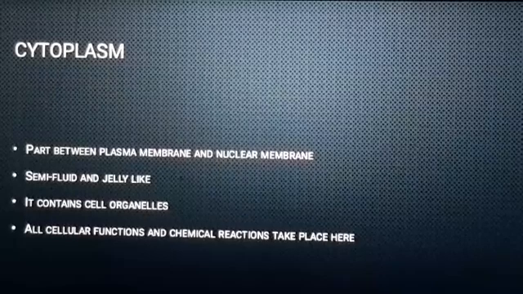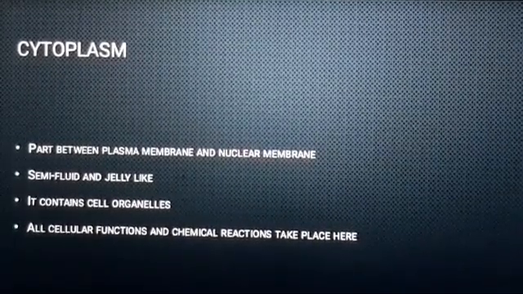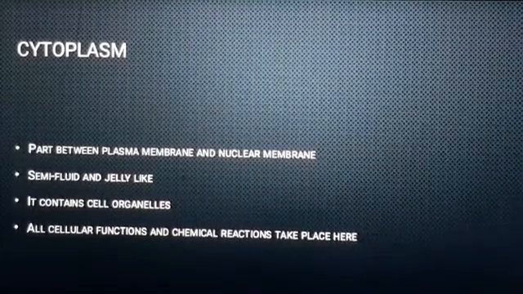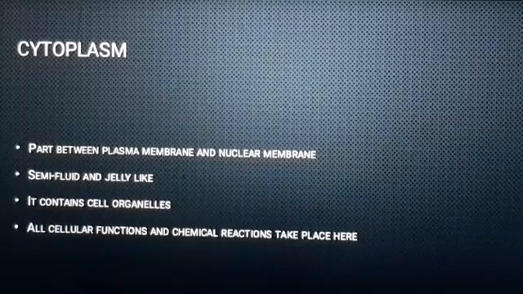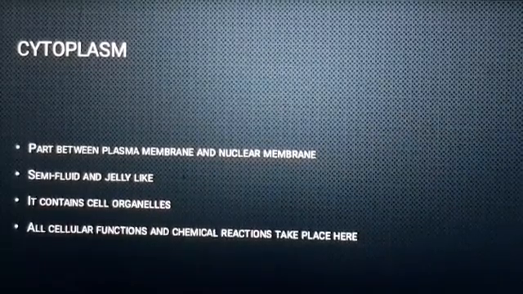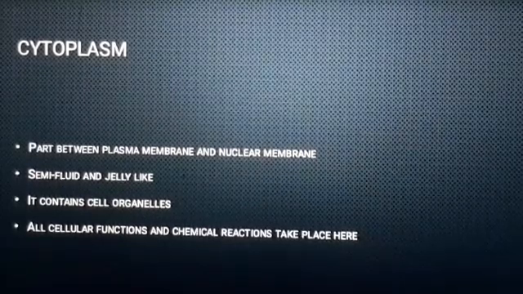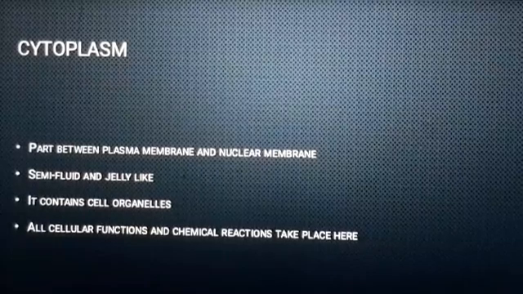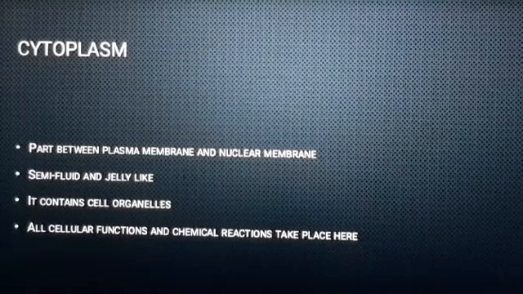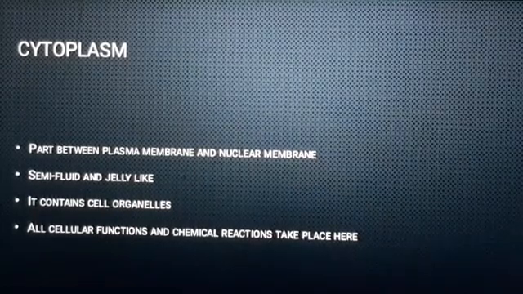Then the next part of the cell is cytoplasm. As I told you, cell membrane encloses a jelly-like substance, and that jelly-like substance is known as cytoplasm. So we can say that the part which is present between cell membrane and the nuclear membrane, okay, nucleus is the central part of the cell, so the part between the cell membrane and the nuclear membrane is known as cytoplasm.